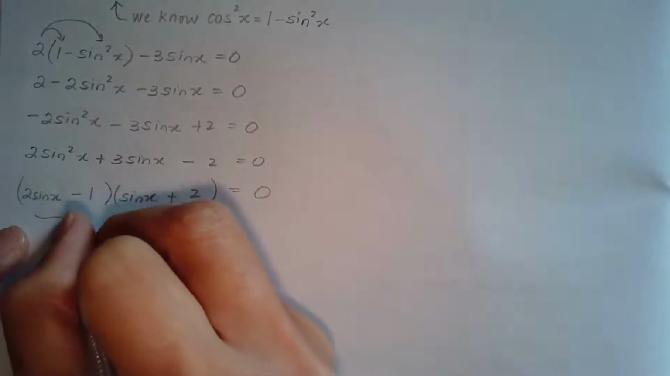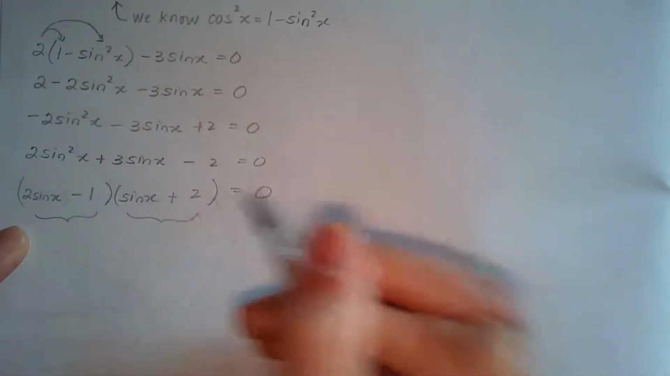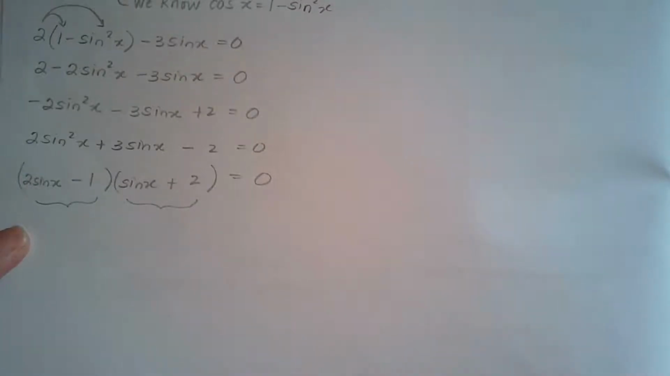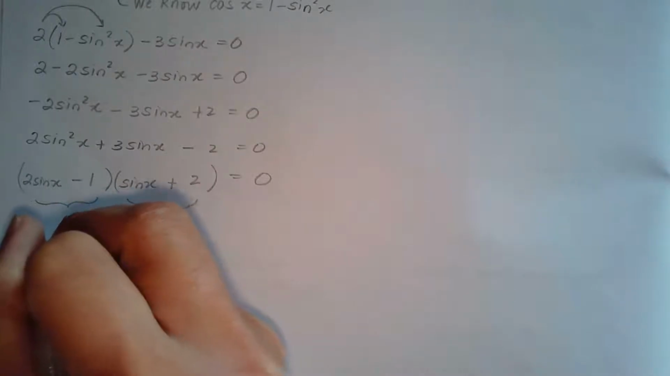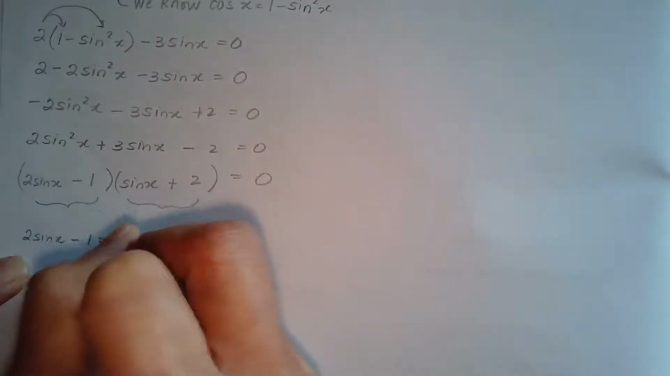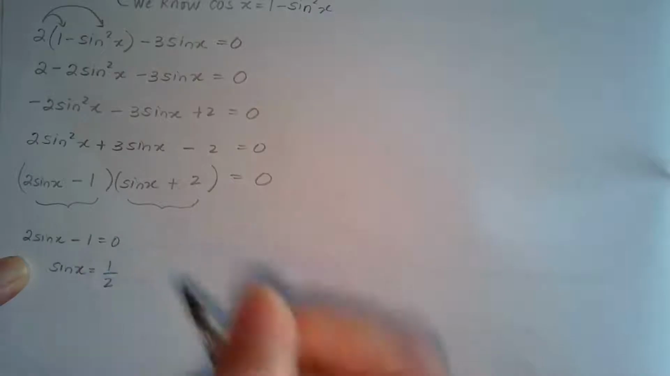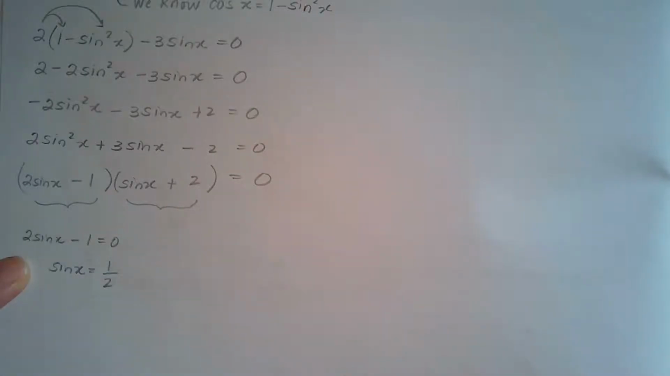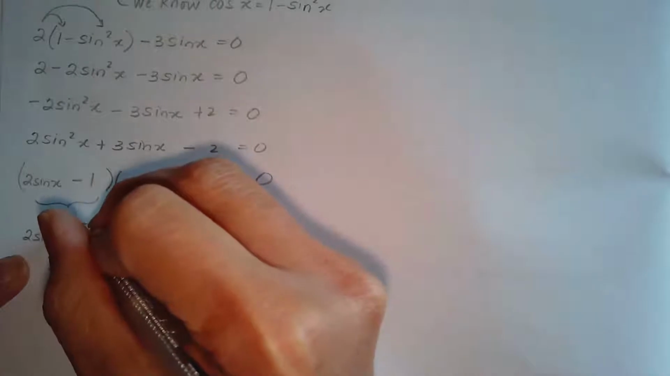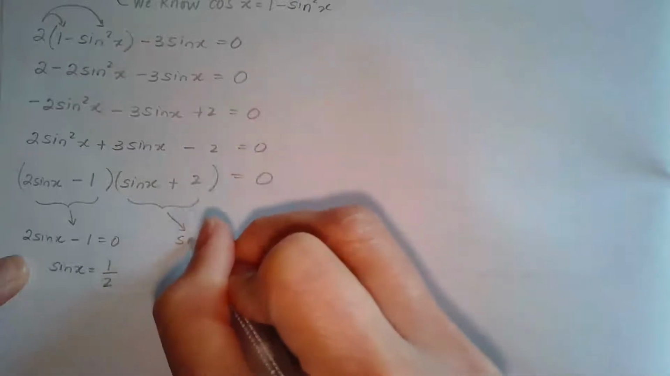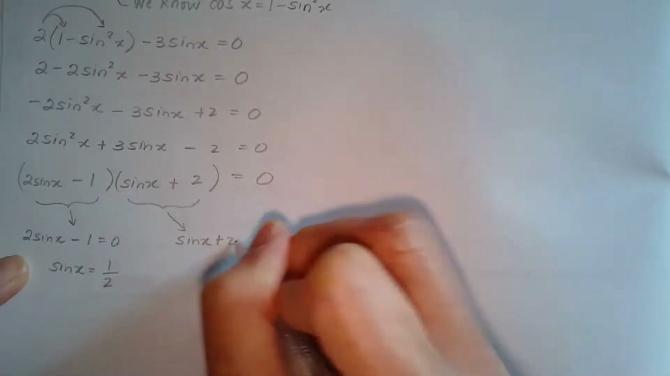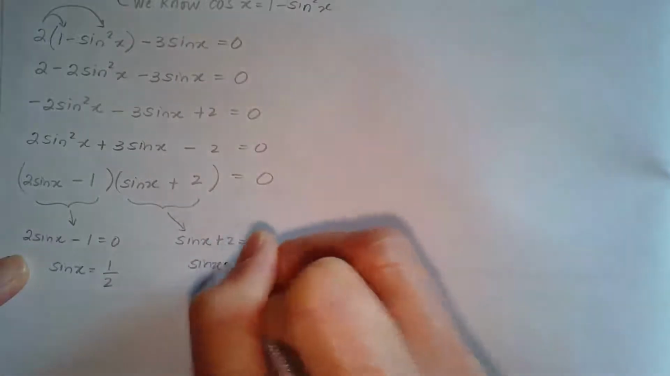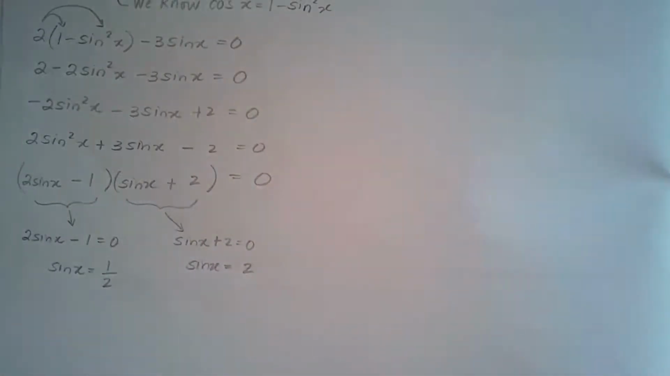So we can just take a look at each one. We're going to use the zero product property, which we learned a long time ago in grade 10 and 11. So we go 2 sine of x minus 1 equals 0, so sine of x equals 1/2. Then we take a look at this part here: sine of x plus 2 equals 0, so sine of x equals -2.